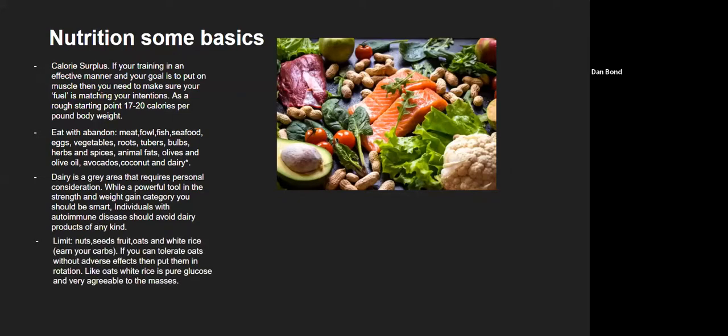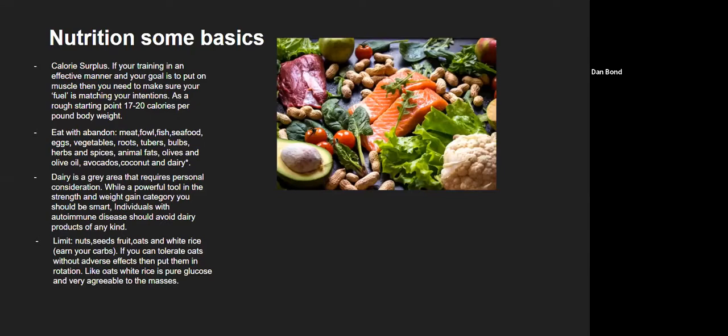Limit nuts, seeds, fruits, oats, and white rice. I kind of call this mantra, earn your carbs. If you're weight training 4 or 5 times a week, hitting Metcons or whatever you're doing, you are earning your carbs, all right? When I say limit, this doesn't mean eliminate, okay? I think people find that connotation to say limit and go, oh, I can't eat any of that. No, you can eat that stuff, but you need to be smart with it.